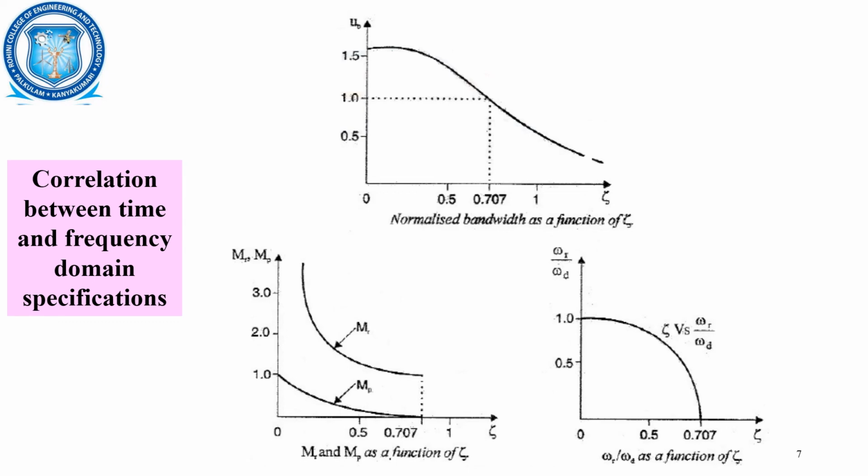Similarly, consider omega r divided by omega d. Omega r is the resonant frequency, a frequency domain specification, and omega d is the damped frequency, a time domain value. The ratio between omega r and omega d varies with respect to zeta. When zeta is equal to 0, the ratio is equal to 1, and as zeta increases from 0 to 0.707, the omega r by omega d value becomes 0. This is how we can say the time and frequency domain specifications are correlated. Thank you.